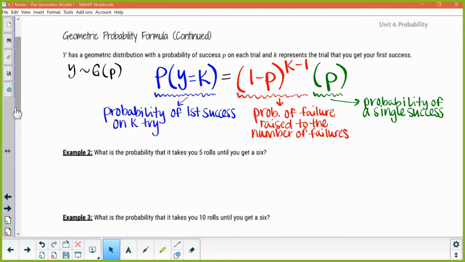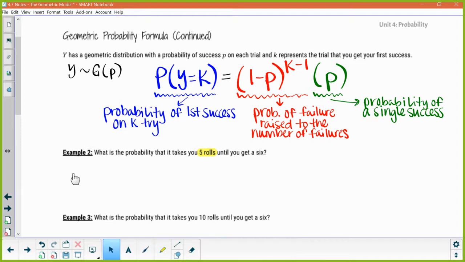So what is the probability that it takes you 5 rolls until you get a 6? Now, something that I do want to clarify here, it does get confusing. When they tell us it takes us 5 rolls, that means my Y is going to be equal to 5. That means I get my 6 on the 5th roll. I know some students read it as it takes you 5 rolls and then you get a 6. That's not what they're saying. It's 5 rolls, you got your 6 on the 5th roll.